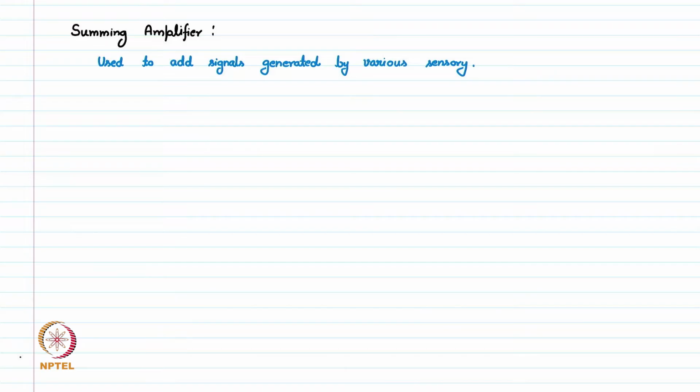So from the analog electronics course, we know that the structure of a summing amplifier looks something like this. We have an OpAmp, which has two terminals, negative and positive, and the output.